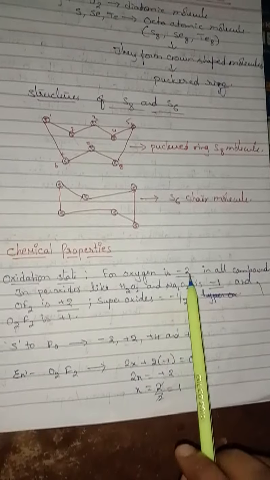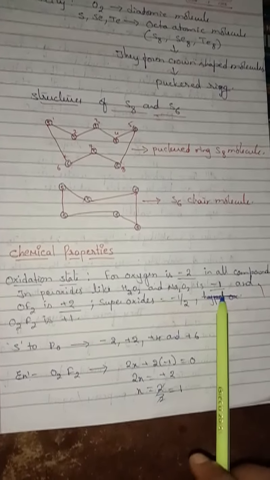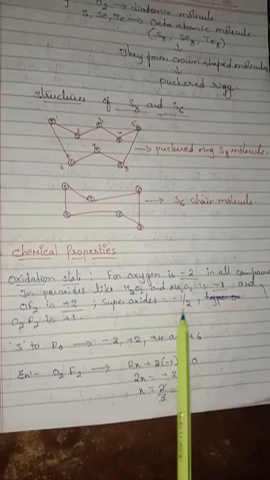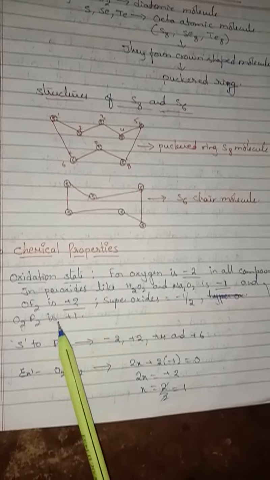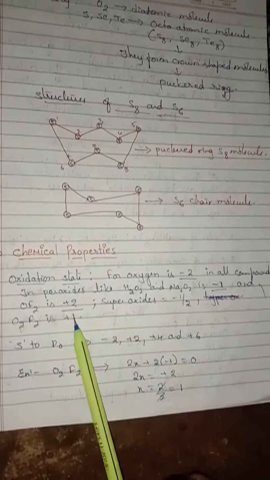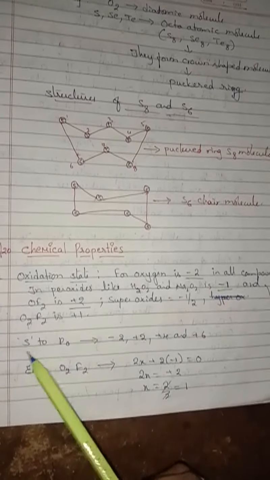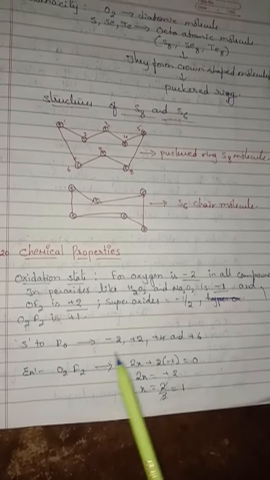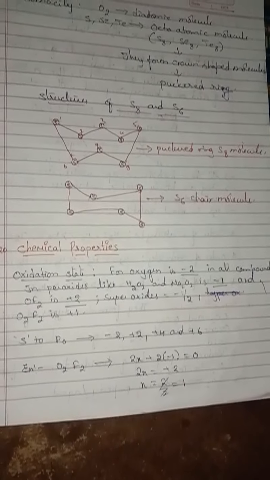Most of the compounds show -2, but in peroxides like H2O2 and Na2O2 it will be -1, and in OF2 it will be +2. In superoxides it will be -1/2, and in O2F2 it will be +1. That means oxygen shows -2, +2, +1, -1 and -1/2 oxidation states. From sulfur to polonium, the oxidation states are -2, +2, +4 and +6. So from sulfur to polonium there are various oxidation states.